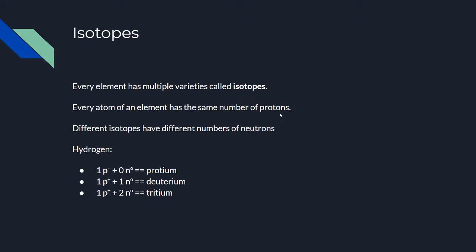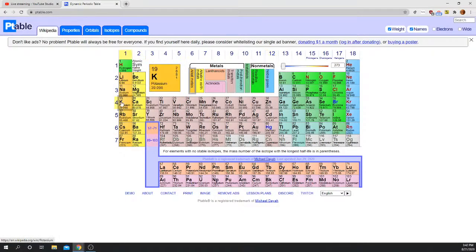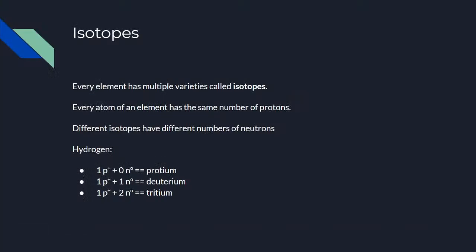So we go back to our periodic table. Every atom of hydrogen has 1 proton. Every atom of helium has 2 protons. Every atom of iron has 26 protons. Every atom of gold, 79 protons. That's what I meant when I said that the number of protons gives the element its identity. Okay? But the different isotopes have different numbers of neutrons.